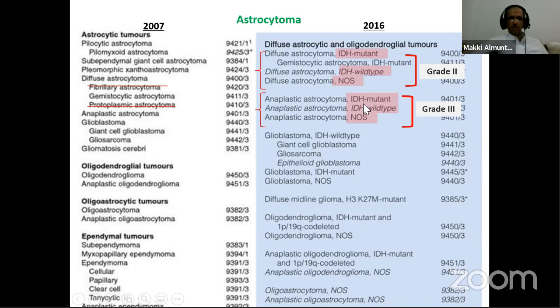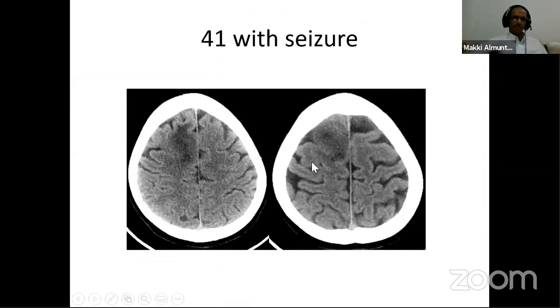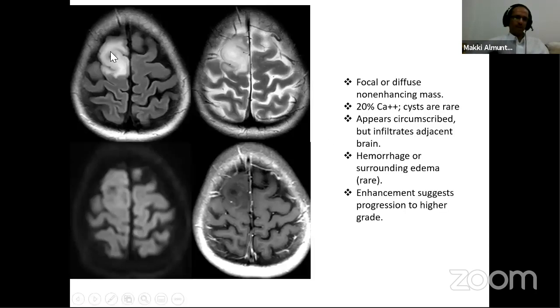Here is the previous and the new. So diffuse astrocytoma, IDH mutant, or IDH wild type, or anaplastic astrocytoma, IDH mutant, IDH wild type. The diffuse is WHO grade 2, the anaplastic is WHO grade 3. This is an example of that. Patient with a right frontal cortical mass, which is hypodense on CT, and you can see the cortex is expanded, although it's abnormal, with no diffusion restriction, no enhancement, and not much edema. So it's most likely low grade. This is a WHO grade 2 astrocytoma.